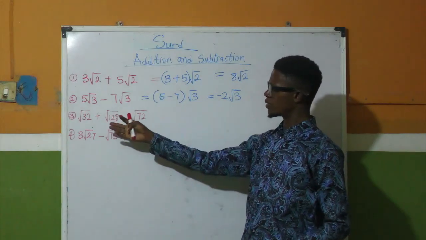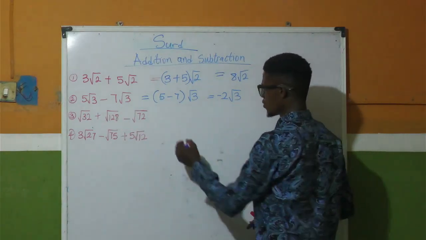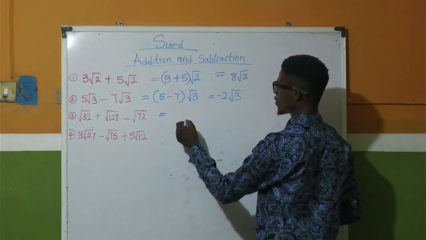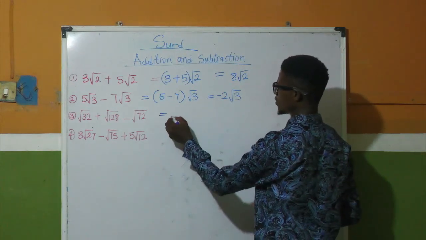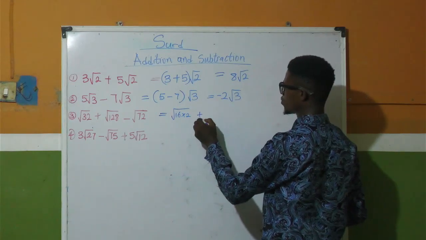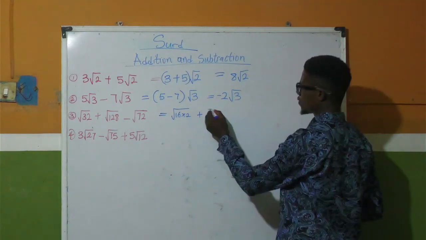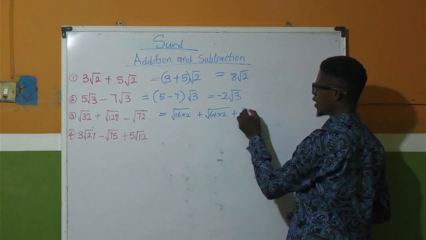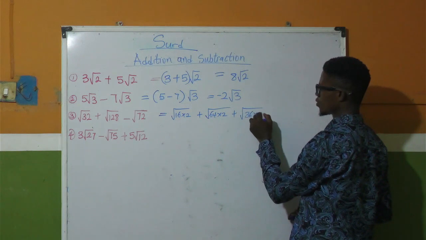How we can express this number 3. So let's solve for this number 3. We have root 32, I can say 16 times 2. So 16 times 2 is an expression for 32. For 128, it is 64 times 2, and for 72 we have 36 times 2.